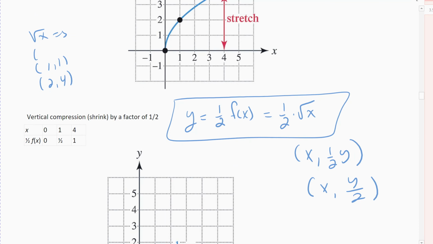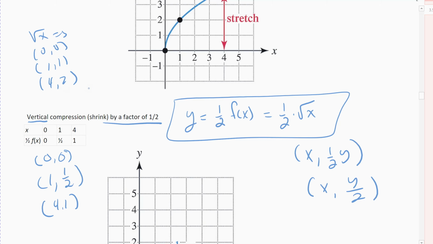Every single y value gets shrunk. Vertical is the y value. Y values get shrunk by 1/2, or multiplied by 1/2. 0 times 1/2 is still 0. 1 times 1/2 is 1/2. 2 times 1/2 is 1. And so I went from 0, 0 to still 0, 0. I went from 1, 1 to 1, 1/2, right? So again, it shrunk by 1/2. And I went from 4, 2 to 4, 1.